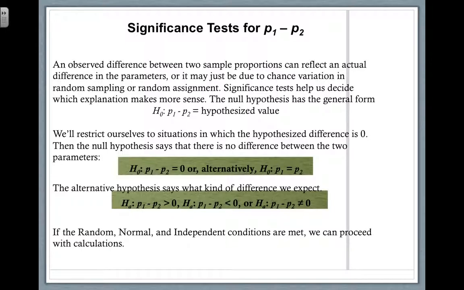The alternative hypothesis says what kind of difference we'll expect. That'll look similar to what we're used to, only we're looking for the difference between the two proportions to either be greater than zero, less than zero, or not equal to zero. All of this can be done if our three conditions are met.